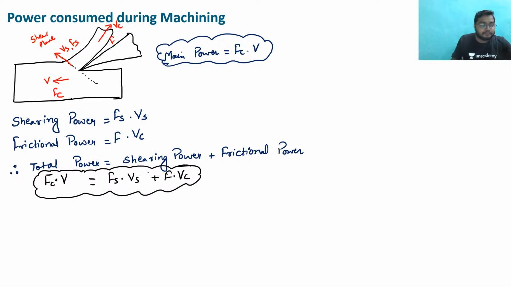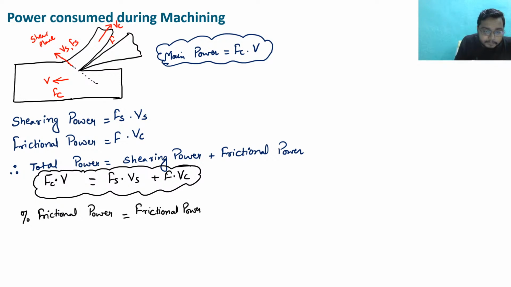Now, in GATE previous year questions, if you can see the way questions are being asked in this area, they ask: please find the percentage frictional power. So what would be the percentage frictional power? Percentage frictional power is going to be frictional power divided by total power, into 100.